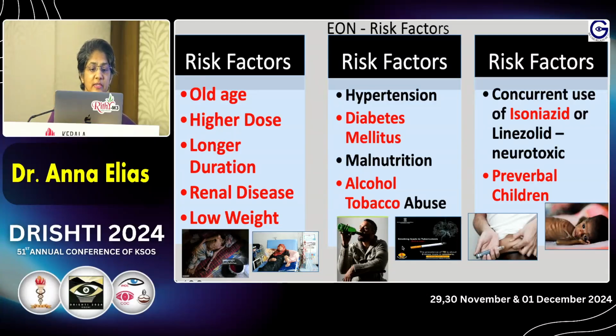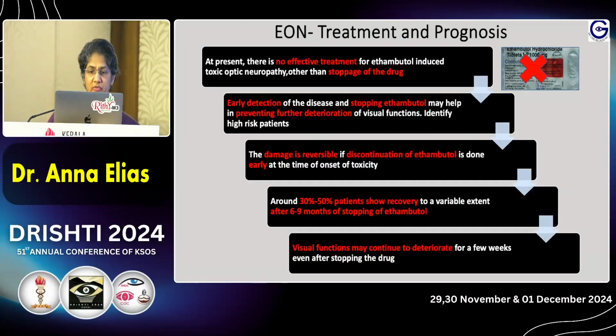See, longer duration, like patients who are on spinal TB, they may need at least 1.5 to 2 years of ATT. Renal disease is a very important risk factor. Then low weight. Then systemic diseases such as diabetes, hypertension, malnutrition, and of course alcohol, tobacco abuse. Also the concurrent use of isoniazid, and also in preverbal children.